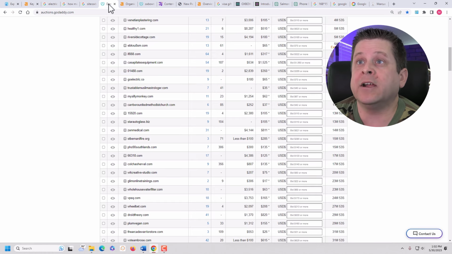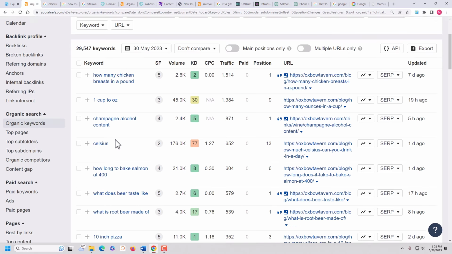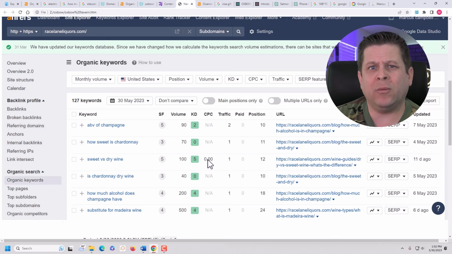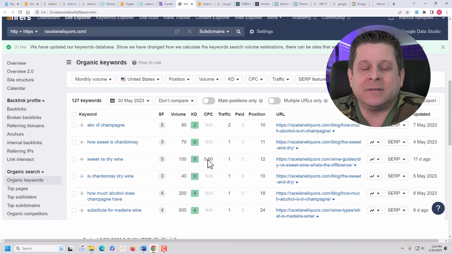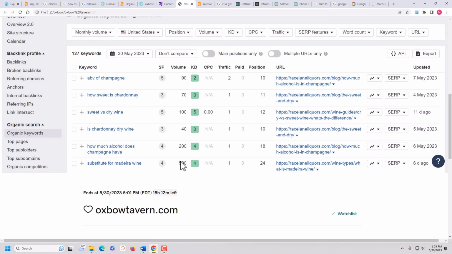But what we're seeing here with domains like Oxbow Tavern is that we can actually get a lot of search engine rankings really, really fast without having to do a lot of work. And another caveat I would say is that a lot of people are using this incorrectly to try to trick or spam the search engines. In fact, Oxbow Tavern actually converted from a racelaneliquors.com website.